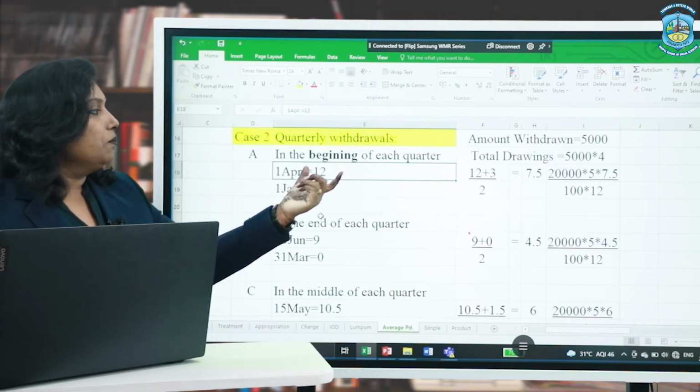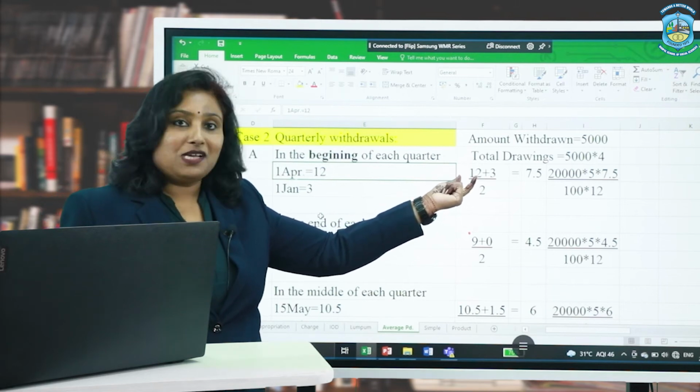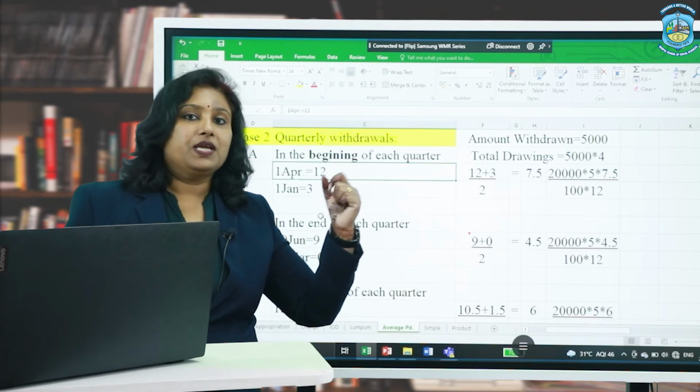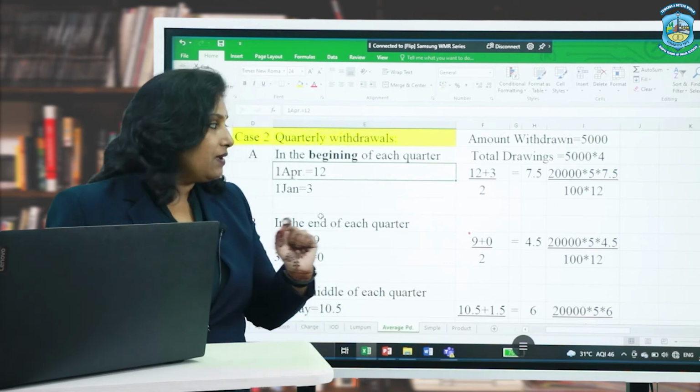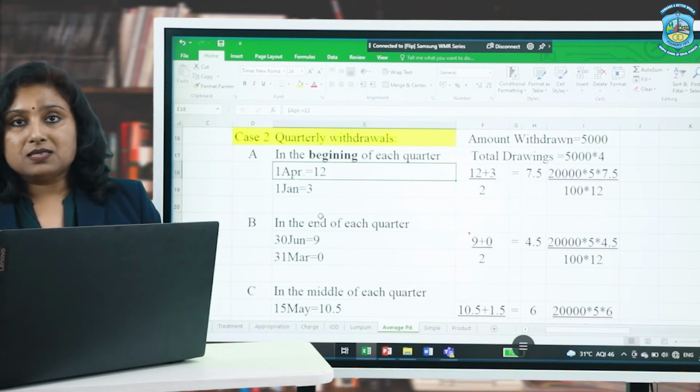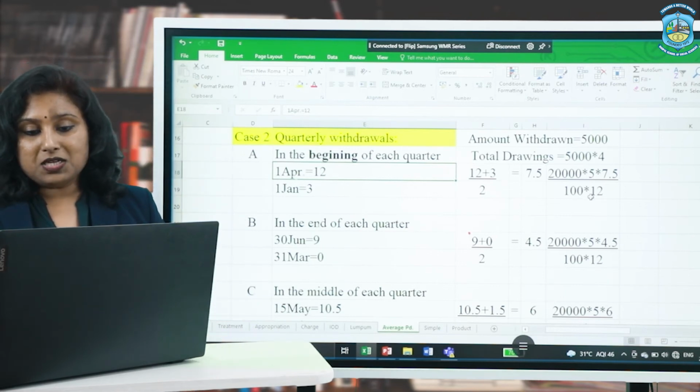So let us add both the amounts, that is months left after the first withdrawal and months left after the last withdrawal, that is 12 plus 3 gives us 15. 15 divided by 2 gives us an average period of 7.5 months, right? Let's do the calculation once again.